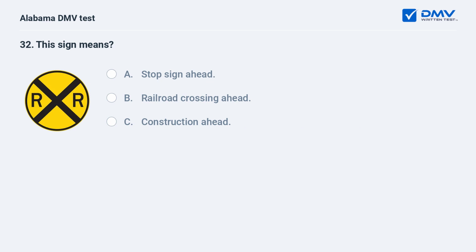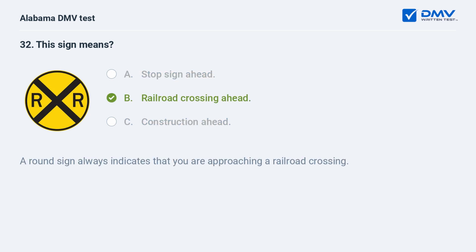This sign means A. Stop sign ahead, B. Railroad crossing ahead, C. Construction ahead. B. Railroad crossing ahead. A round sign always indicates that you are approaching a railroad crossing.